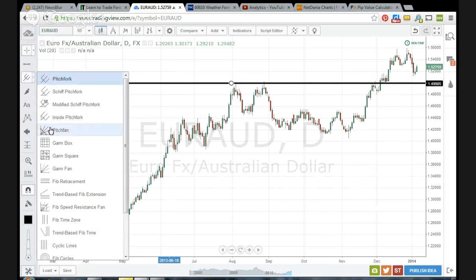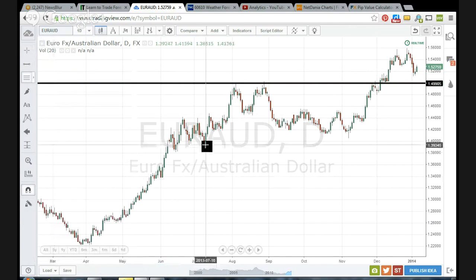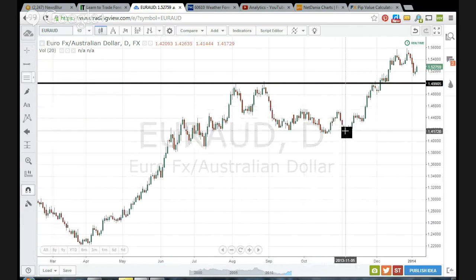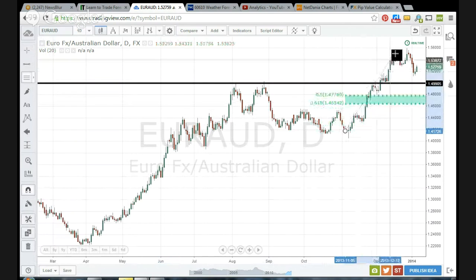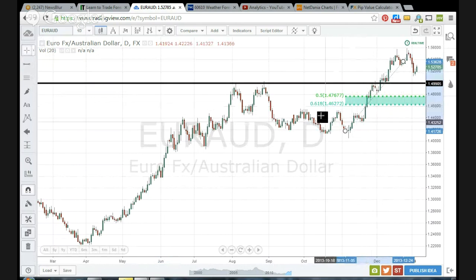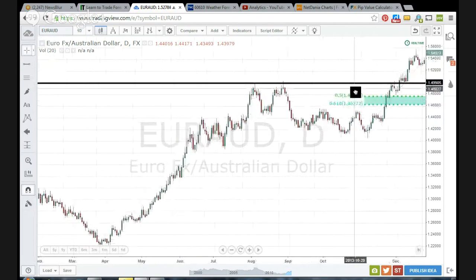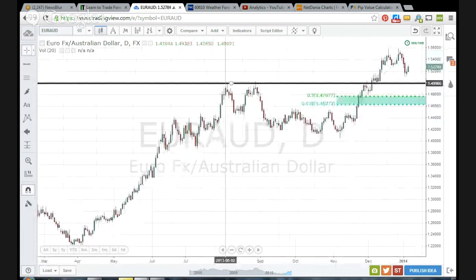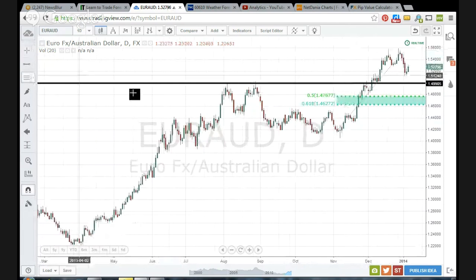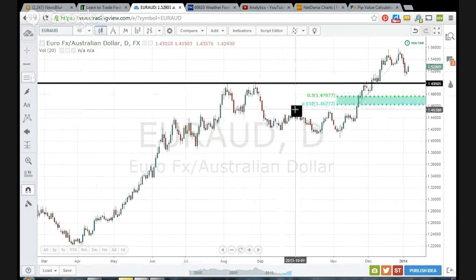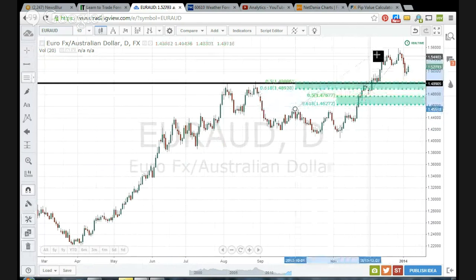Let's draw our Fibonacci just for good measure. Start it here. You could make a case to start it here, to start at the breakout. I don't think it's going to yield anyway. I wouldn't enter just on the Fibonacci. I would want to see price fall to support.